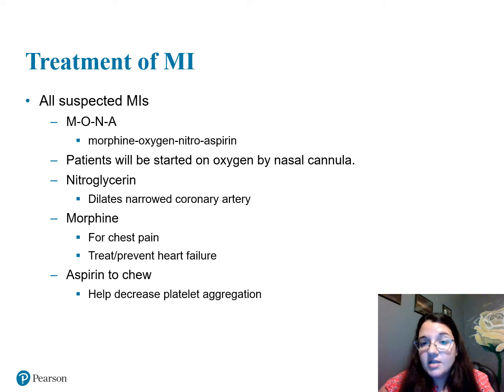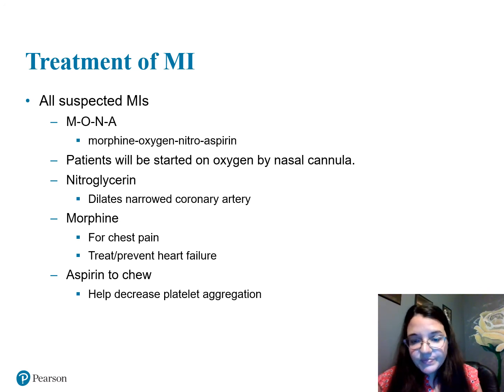Patients will be started on oxygen by a nasal cannula, nitroglycerin, which dilates the arteries. Morphine is for chest pain and to treat and prevent your heart from failing. And aspirin is to chew. It helps decrease your platelet aggregation, meaning if I am, let's say, tachycardic, my heart's going so fast, the blood is stagnant in diastole, it's sitting there, it can cause a clot. That aspirin is going to thin your blood and decrease the platelets from collecting and clotting.